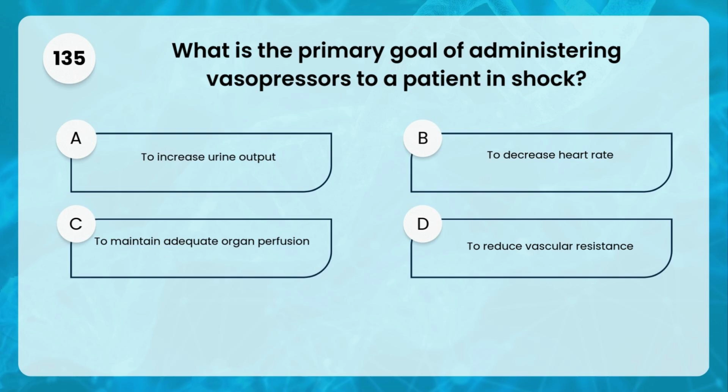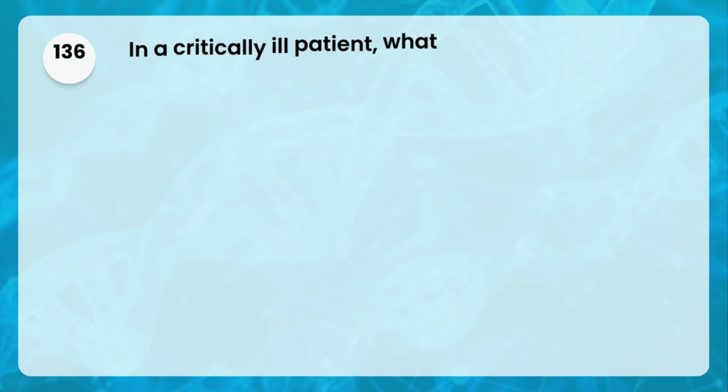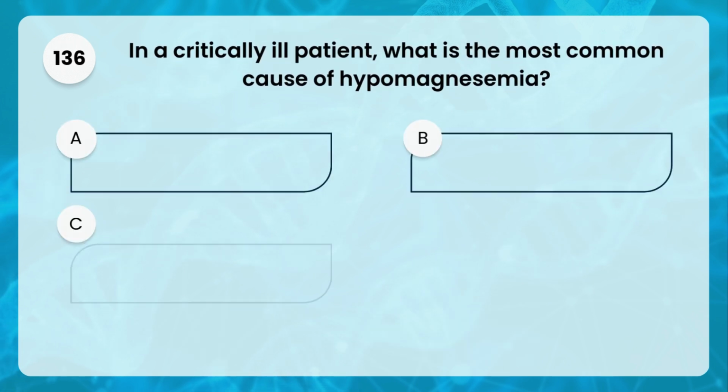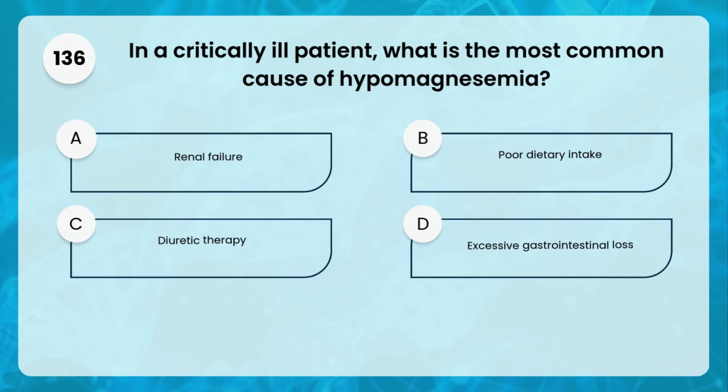C. To maintain adequate organ perfusion. D. To reduce vascular resistance. The answer is C. To maintain adequate organ perfusion. Number 136. In a critically ill patient, what is the most common cause of hypomagnesemia?